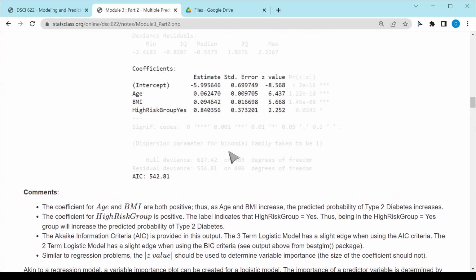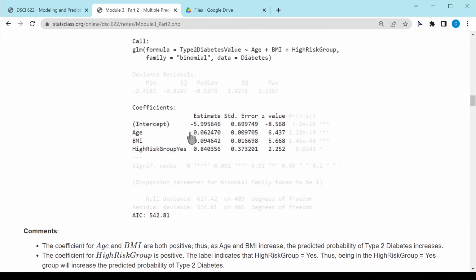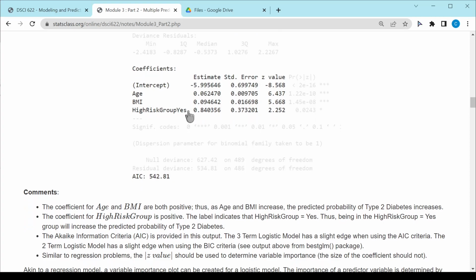So just some observations. Let's go ahead and look at the coefficients for age and BMI and also high risk group, I guess, are all positive. So that means as age increases, then the predicted probability of getting diabetes increases. As BMI increases, again, this is positive here, that indicates that the predicted probability of getting diabetes increases. When I look at the high risk group, when I'm in the yes category here, the predicted probability increases when I am in the high risk group.